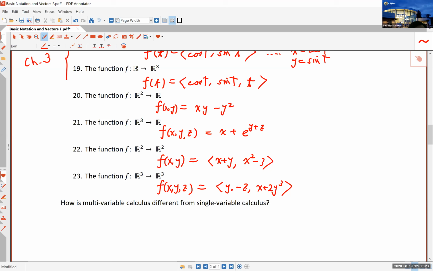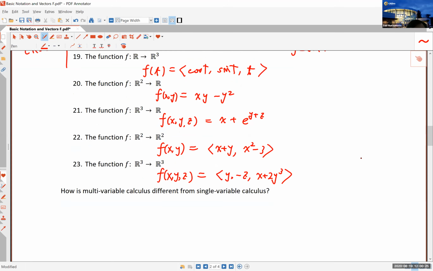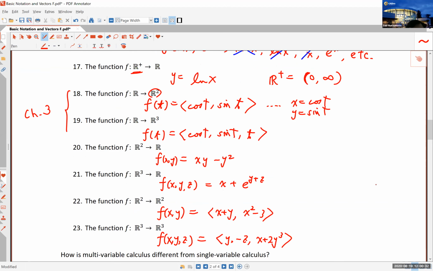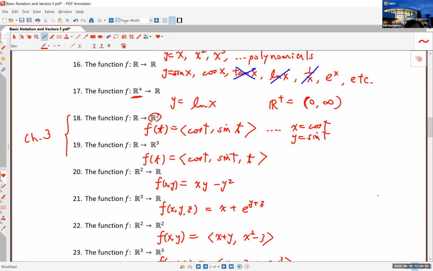Okay, so welcome back. Let's look at the last set of problems here. So far, numbers 16 and 17. These are the kind of functions that we have studied for years and years, right? 18 and 19. All right, so these are vector valued functions.